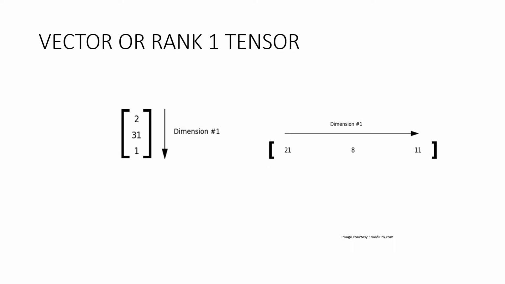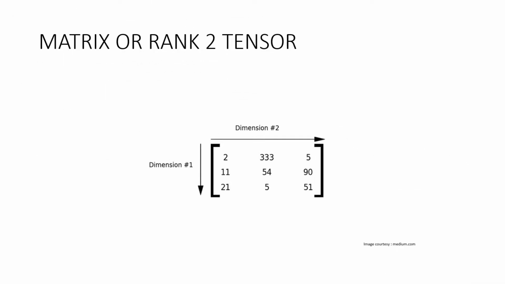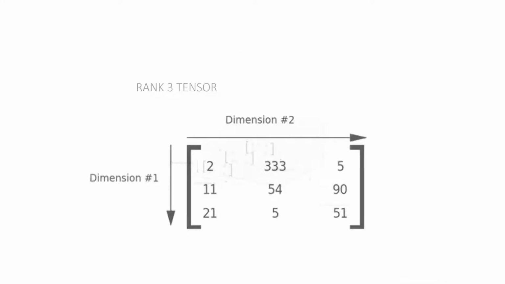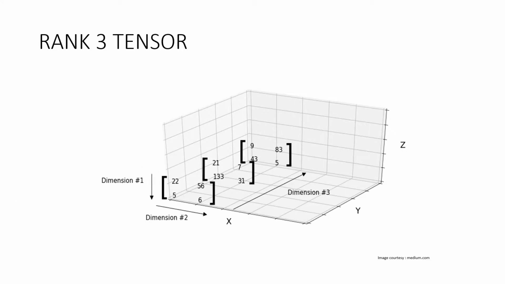Fine. Matrix. Next, we will talk about matrix. A matrix is a rank 2 tensor. A tensor with rank greater than 2 is called a tensor. There is no specific name for tensors with rank more than 2. See, matrices we can express as product of vectors. That's another point.